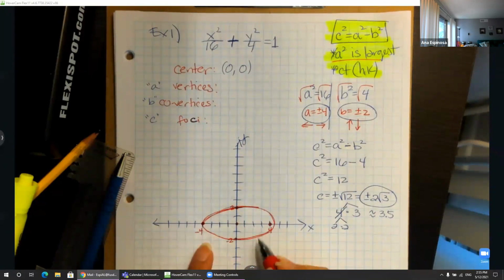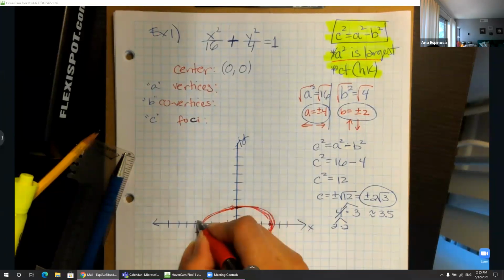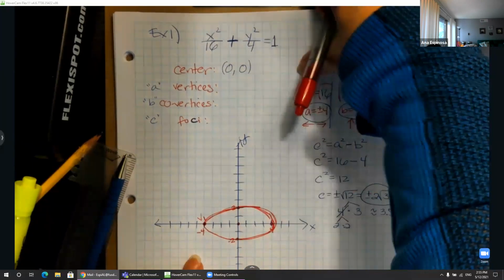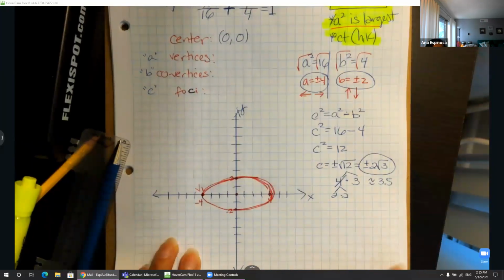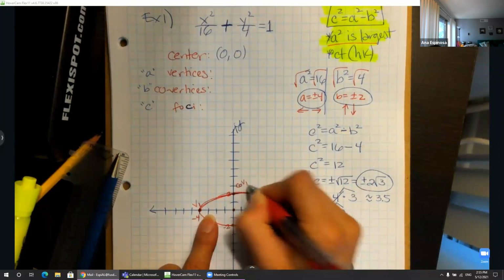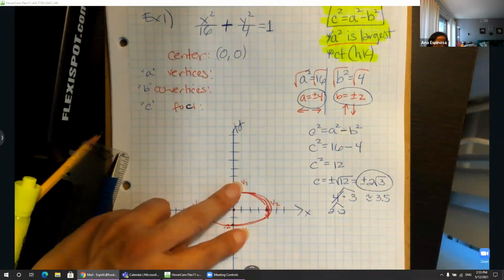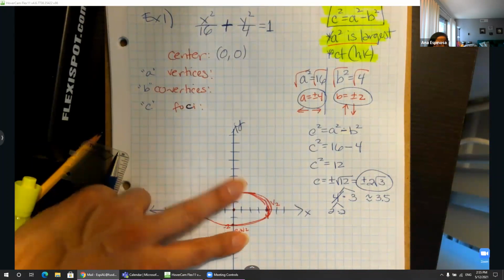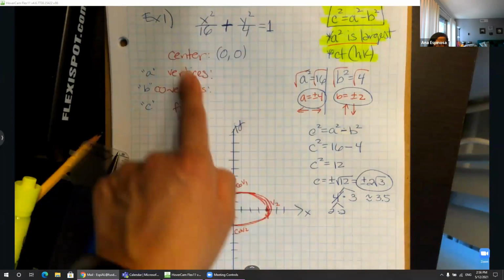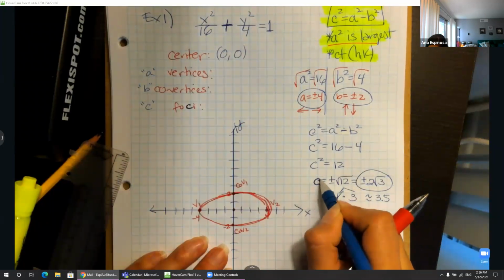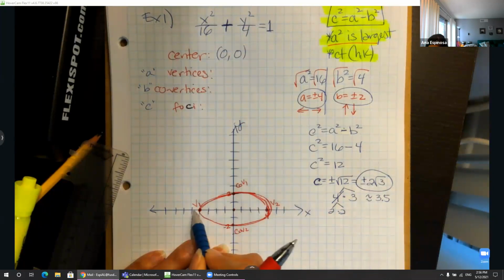The vertices would be the longer sides. So that would be V1, V2, co-V1, co-V2. It doesn't matter who's 1 and who's 2, but these 2 are the smaller ones, the shorter sides. So those are the co-vertices. The longer sides are the vertices. And the last thing is the focus points, this will be on the longest side.